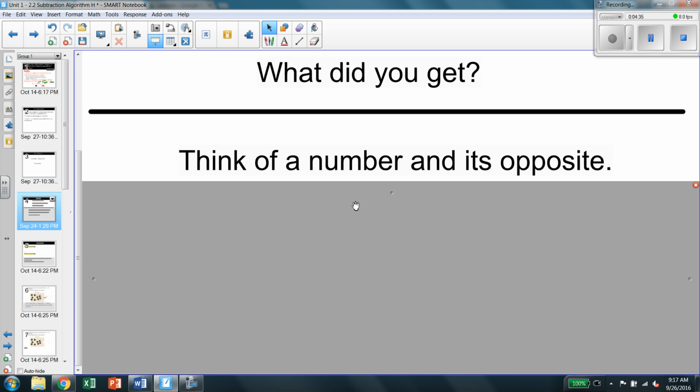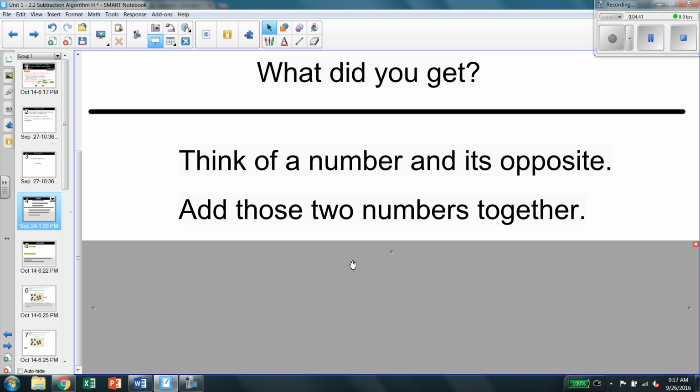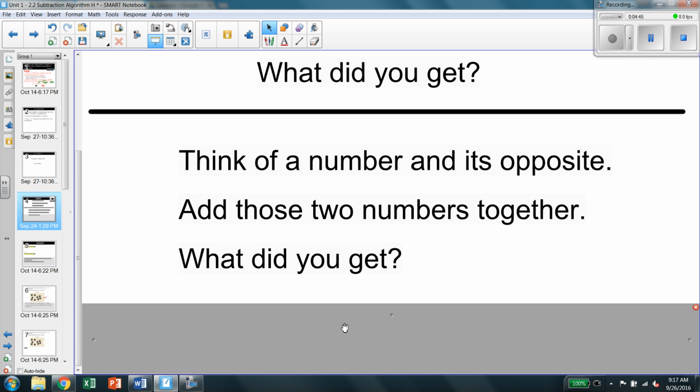Okay, different situation. When you think of a number and its opposite, visualize a number line. Pick a number and its opposite. Now add those two numbers together. What did you get? You should have gotten 0. 5 and negative 5, add them together, 0. 10 and negative 10, add them together, 0. 1 and negative 1, add them together, 0.